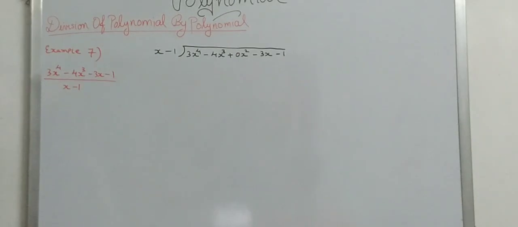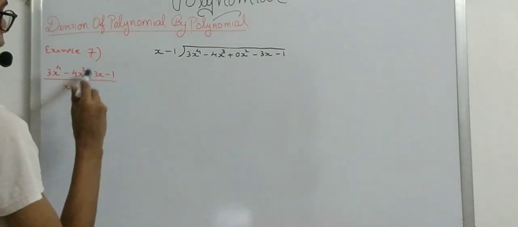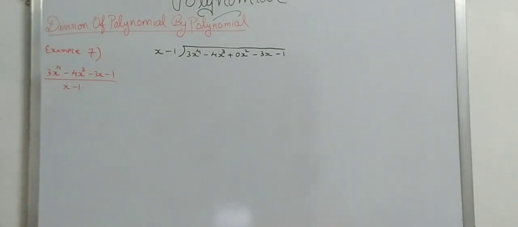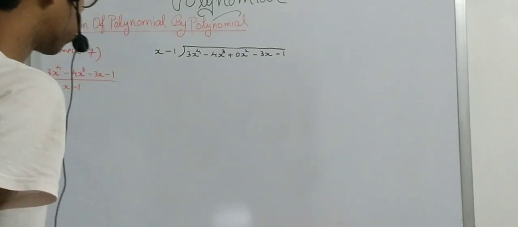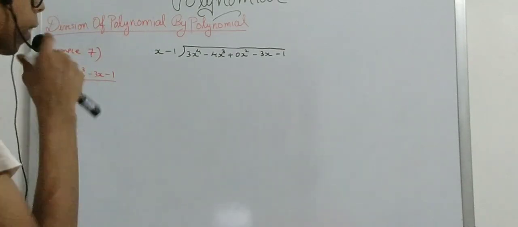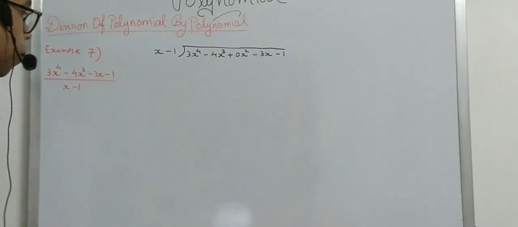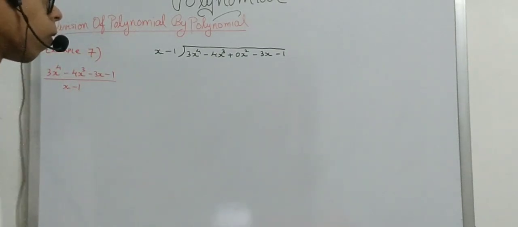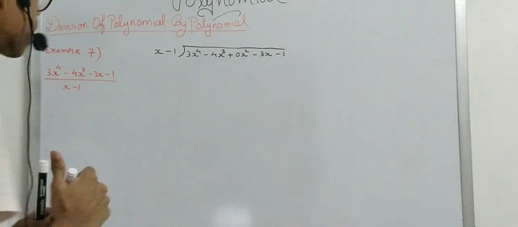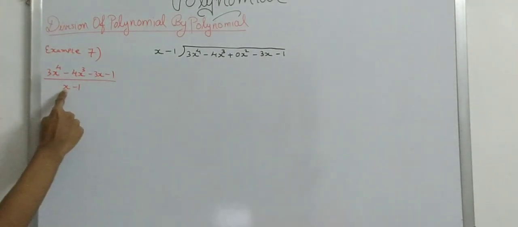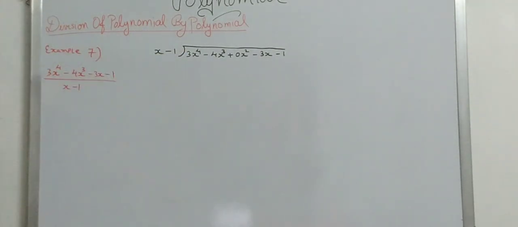So now let's move on to our example number 7. The question is: divide the polynomial 3x raised to 4 minus 4x cube minus 3x minus 1 by x minus 1. So we know what is step number 1. Step number 1 is we have to arrange the polynomial in the descending order of the degree, or write it in the standard form. So x minus 1 is in the standard form.